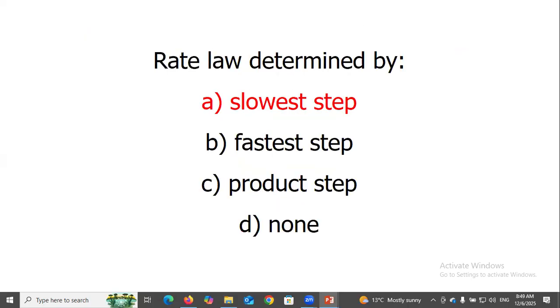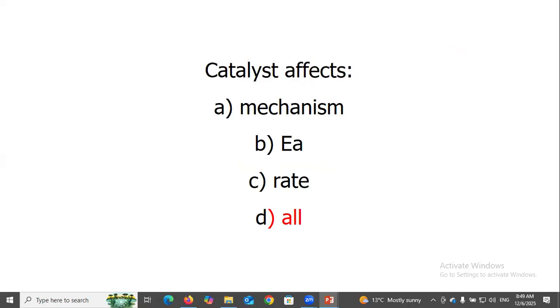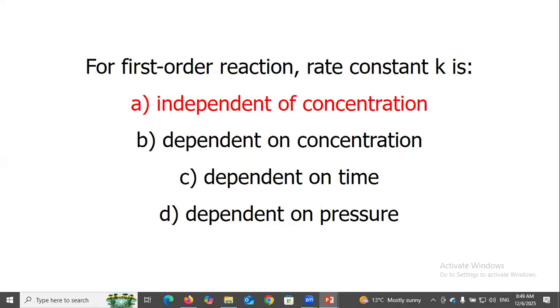Rate law determined by slowest step, fastest step, product step, none. Correct option is option A, slowest step. Catalyst affects mechanism, activation energy, rate, all. Correct option D, all. For first order reaction, rate constant K is independent of concentration, dependent on concentration, dependent on time, dependent on pressure. Correct option is option A, independent of concentration.